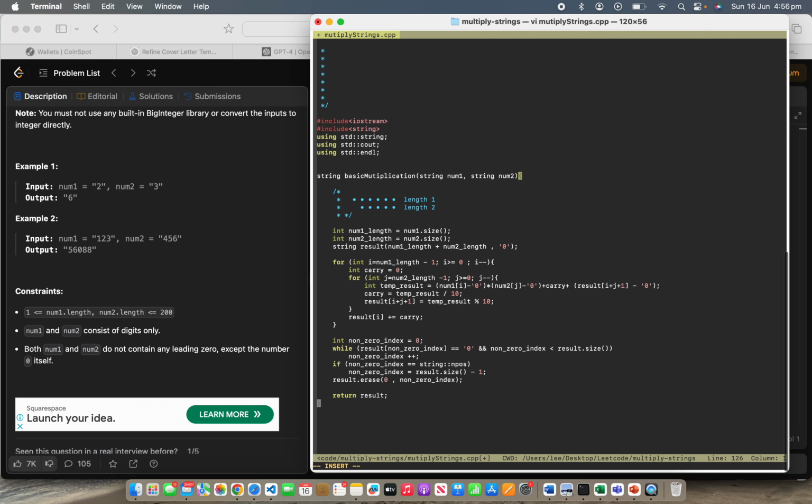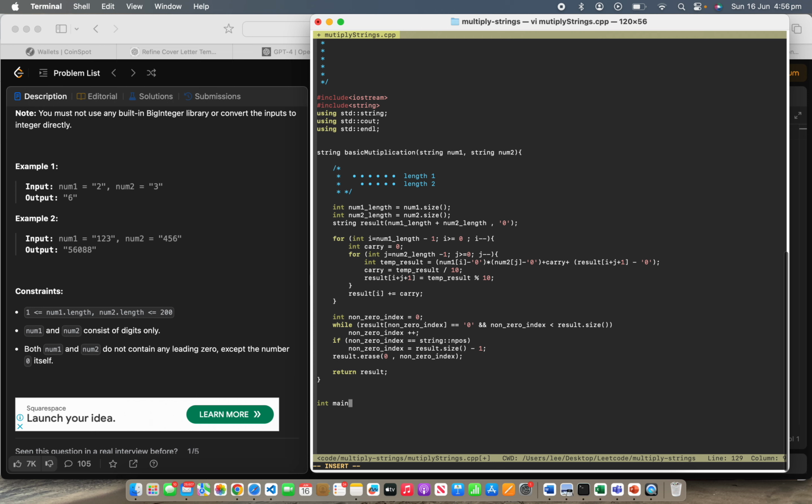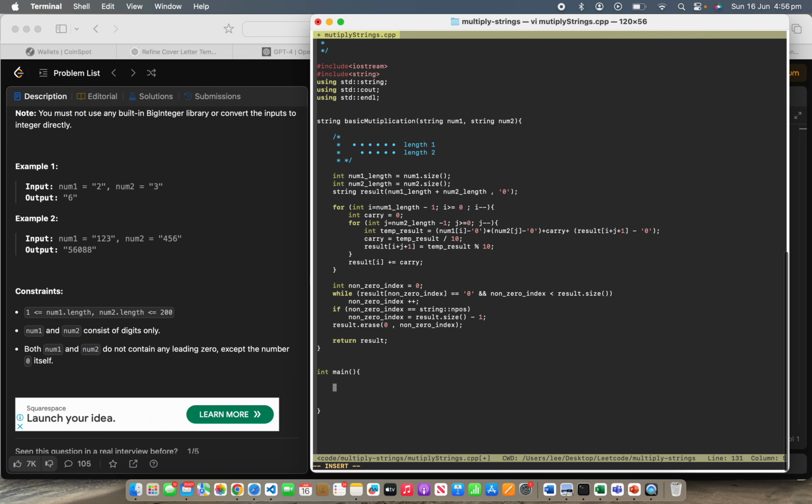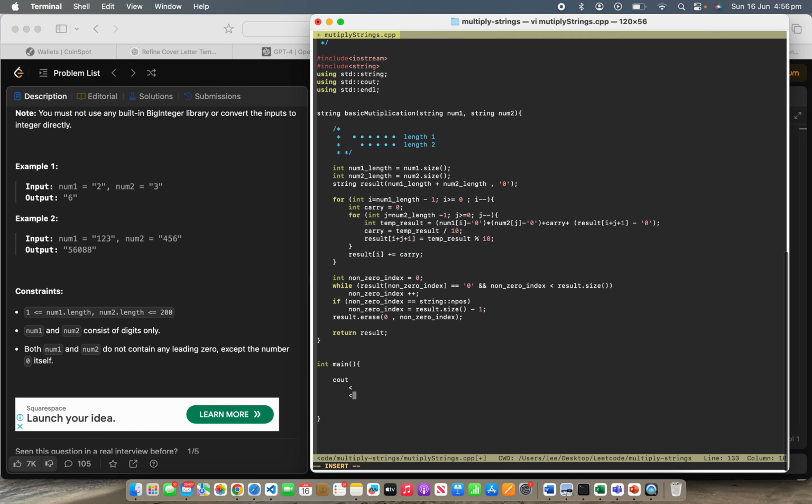We're going to return the result finally. So we just do cout. Oops. We just do basic multiplication, 1 2 3 4 5 6. Oops. 4 5 6.